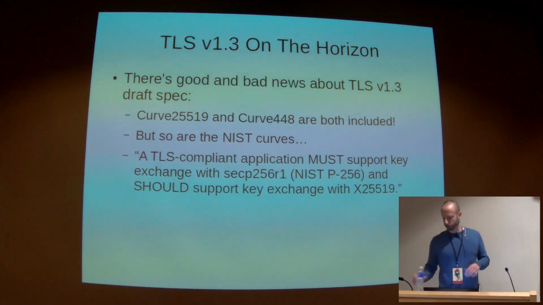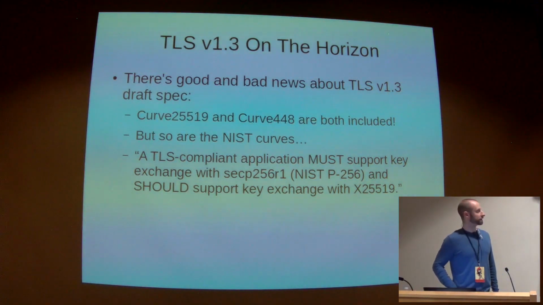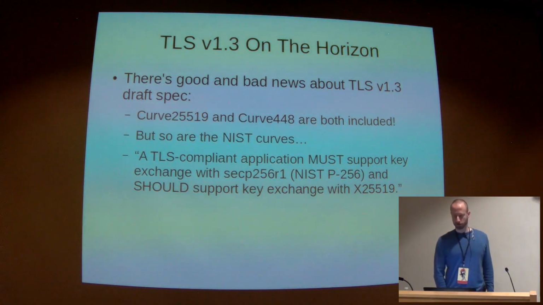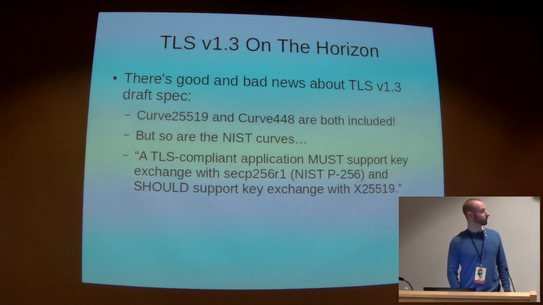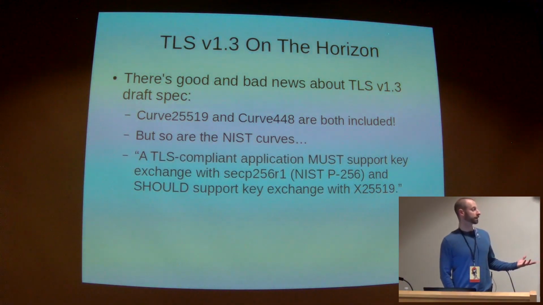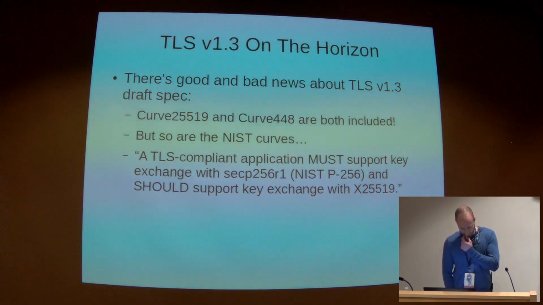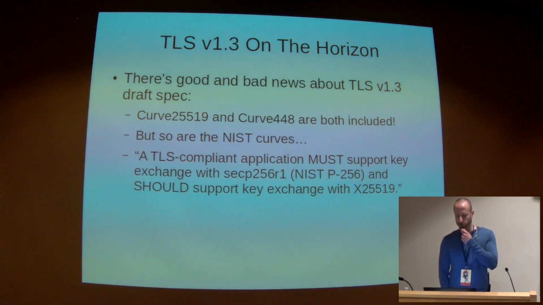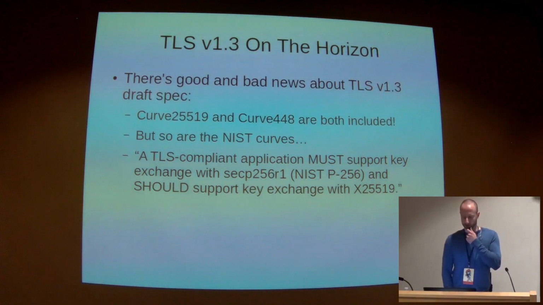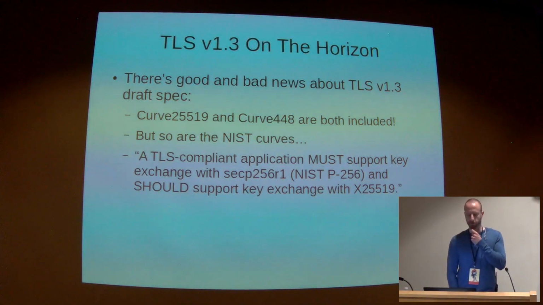So there's some good and bad news about TLS 1.3. It's currently in a draft state. The good news is that curve 25519 and 448 are both included in the spec. But guess what? So are the NIST curves. And here's a quote from the spec: A TLS compliant application must support key exchange with SecP256R1, which happens to be P256, just a different name, and should support key exchange with X25519.